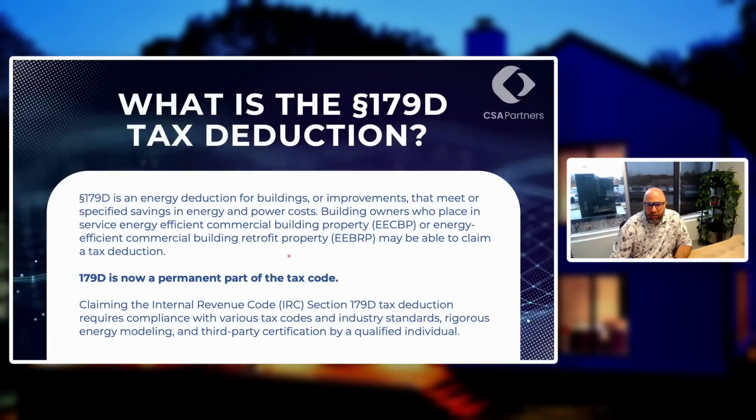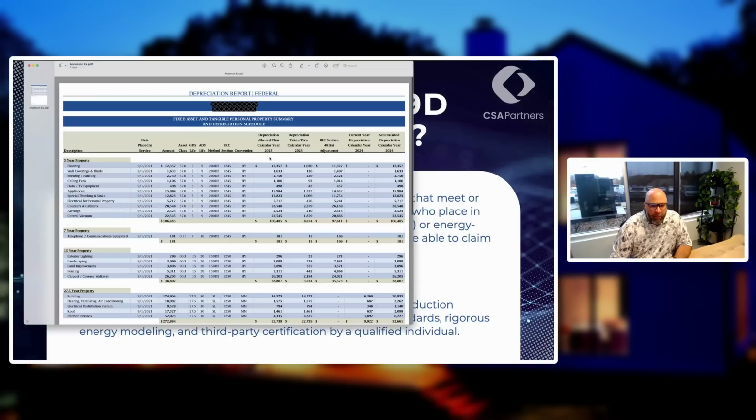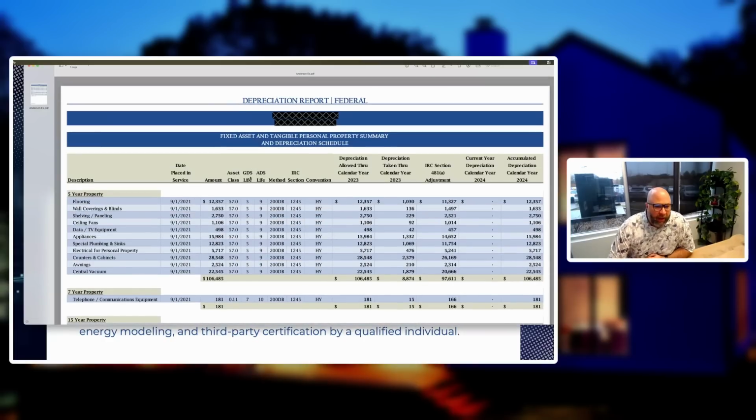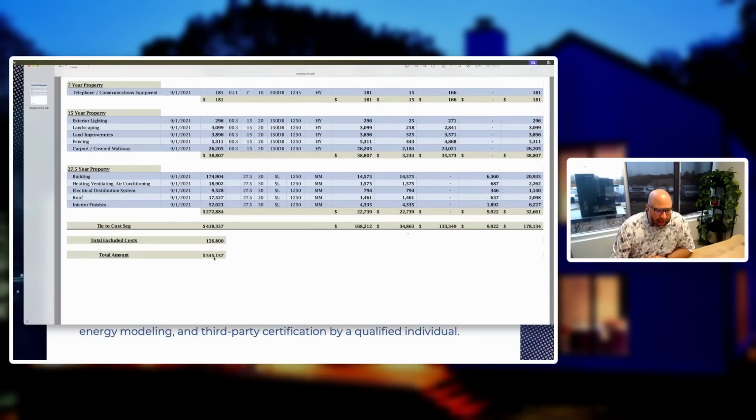I do want to just pull into the screen here an actual example that I pulled earlier today. Let me see if I can make this larger. This is an example of an actual Anderson client. You can see down here at the bottom, they bought this property for $545,000. We determined the land was $126,000. So that means the depreciable basis was $418,000. So that was our starting number.